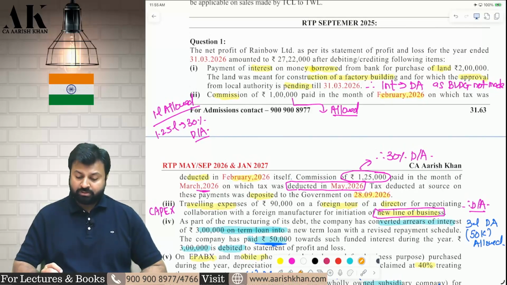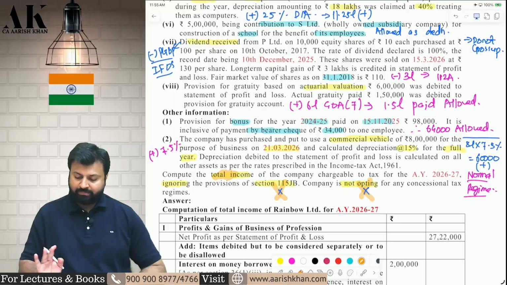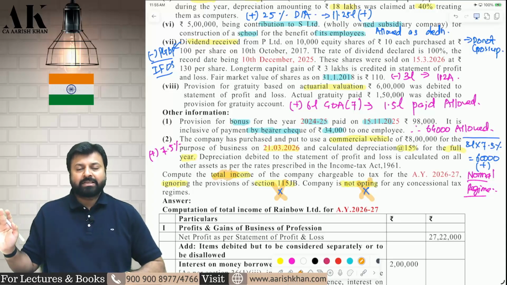Again, the first question is on total income. Now we need to read the last line. We need to compute total income as per the normal provision. Do not go for 115JB or do not go for concessional tax regime. Nothing has to be done. Just total income as per the normal provision. Not even tax computation is asked.